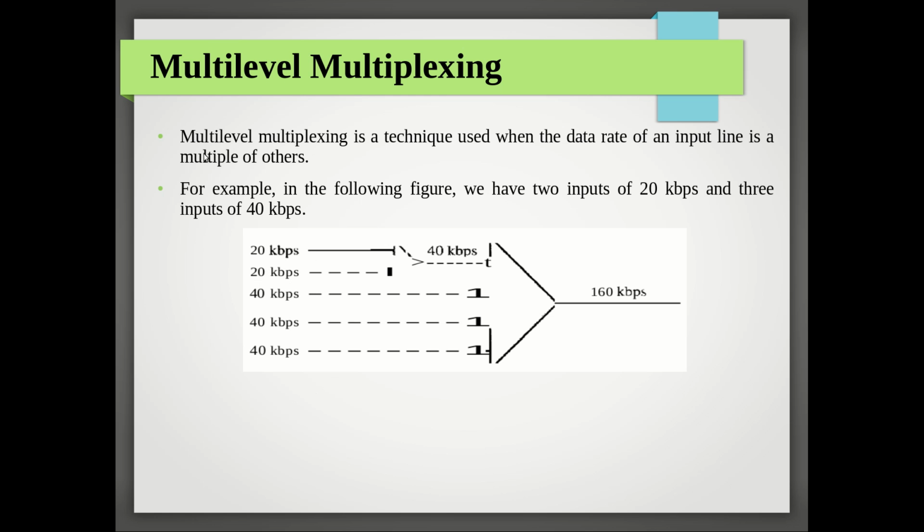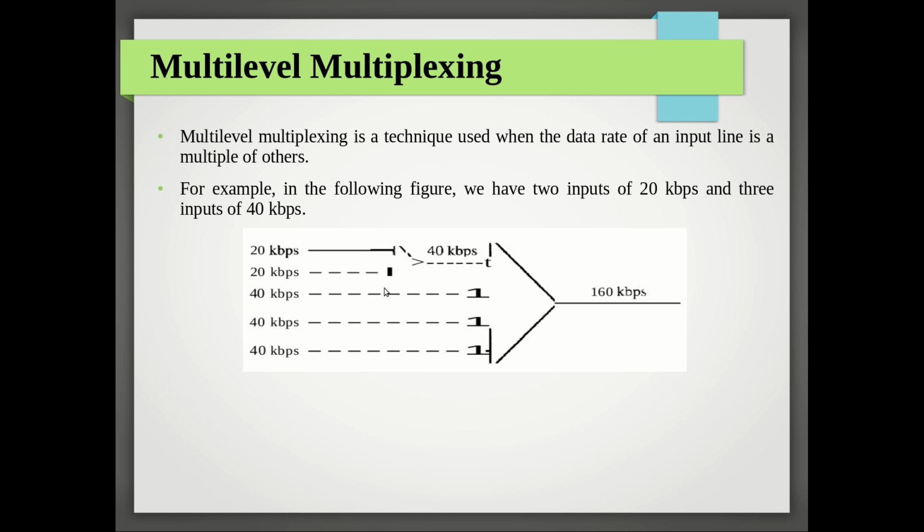So that is what we mentioned here. The situation where you can apply multi-level multiplexing is when the data rate of one of the input lines is a multiple of the others. It should be possible for us to combine them. These two 20s together make a 40, right? So now this 40 is equivalent to the other three. So in this way, if it is possible, you can do it like this.